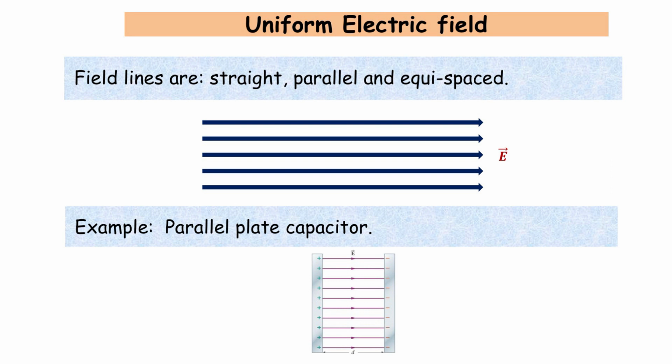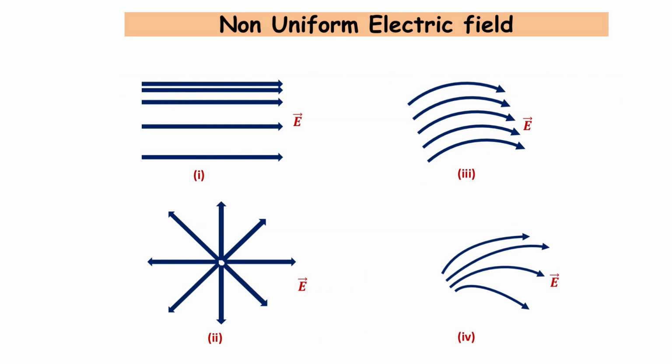In case of uniform electric fields, the electric field lines are straight, parallel and equispaced. For example, a parallel plate capacitor forms a uniform electric field. What are non-uniform electric fields? Other than straight, parallel and equispaced lines, others form non-uniform electric field.